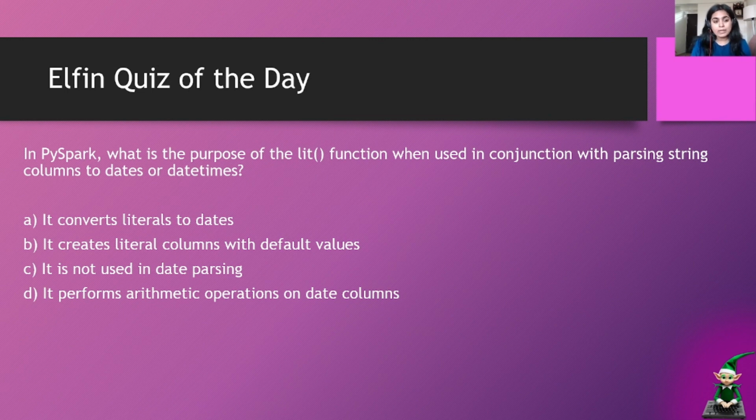Quiz of the day. In PySpark, what is the purpose of the lit function when used in conjunction with parsing string columns to dates or date times? Option A, it converts literals to dates. Option B, it creates literal columns with default values. Option C, it is not used in date parsing. Or option D, it performs arithmetic operations on date columns.